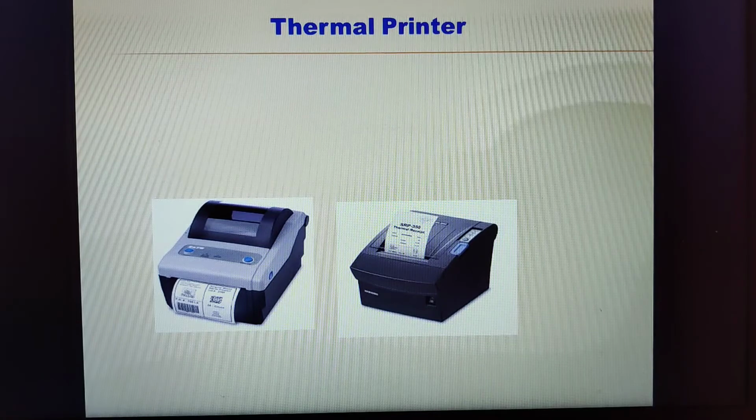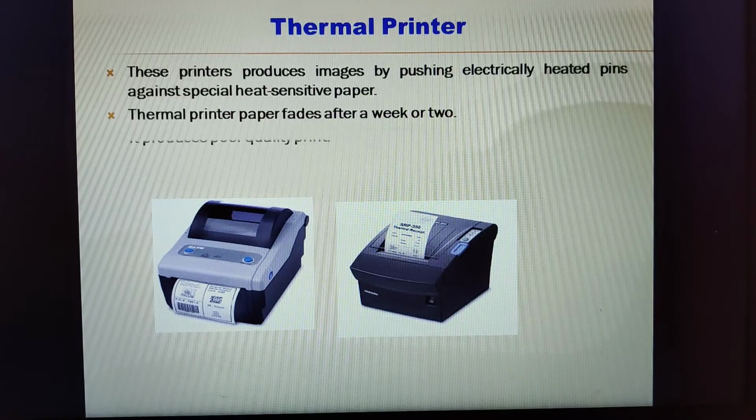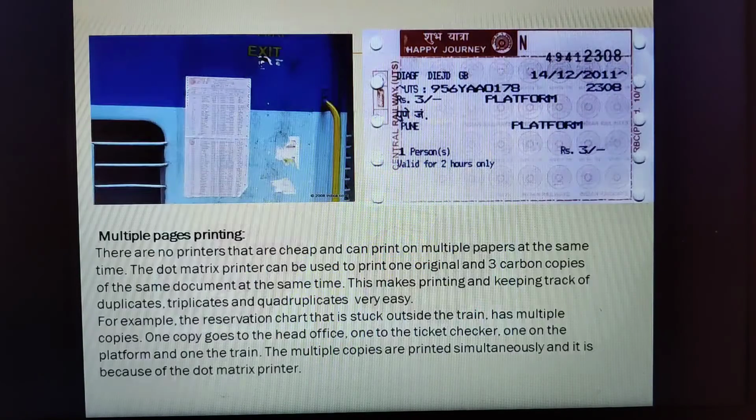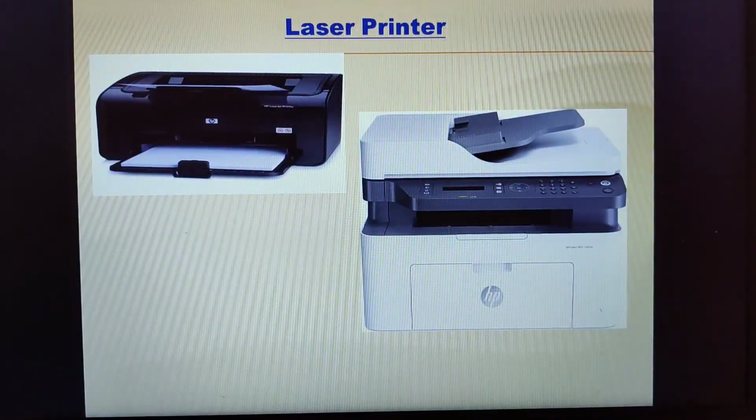Usually it can print at 250 millimeters per second, approximately around 2000 lines per second. Now let us move on to the next type of printer, that is the laser printer.